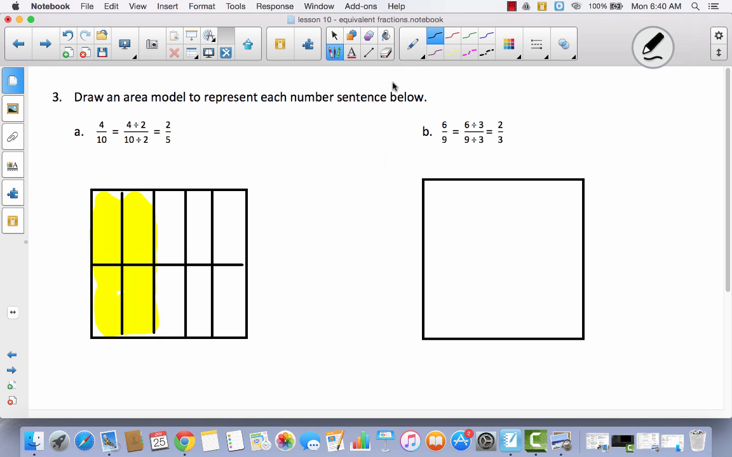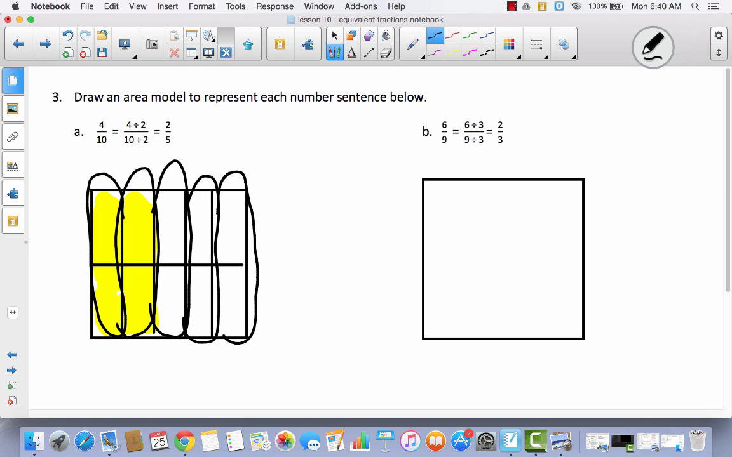Now I just have to compose this into groups of 2 to show that it can be 2 out of 5. Right now it's 1, 2, 3, 4 out of 10, but I'm going to circle groups of 2. So that's a group of 2. This is a group of 2 and a group of 2. Now that I have composed these smaller fractional units into larger fractional units, you can see that I have 1, 2 out of 1, 2, 3, 4, 5. So this shows that 4/10 is the same as 2/5.